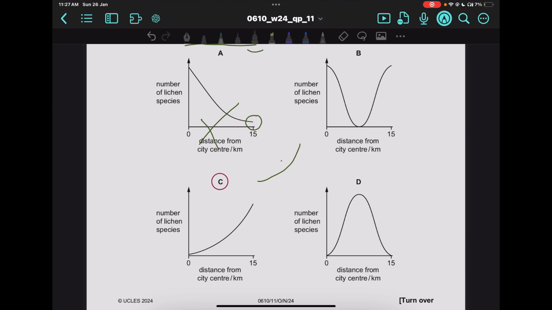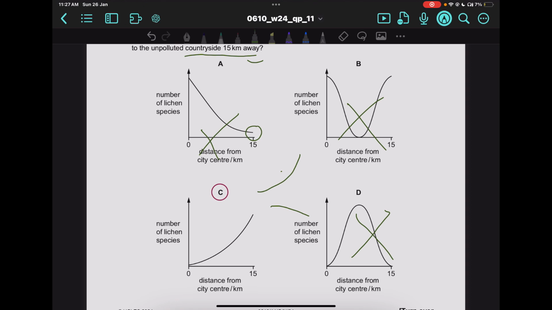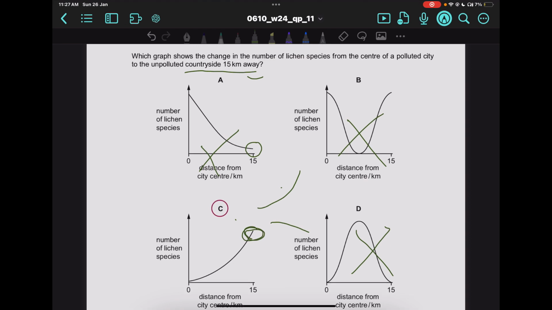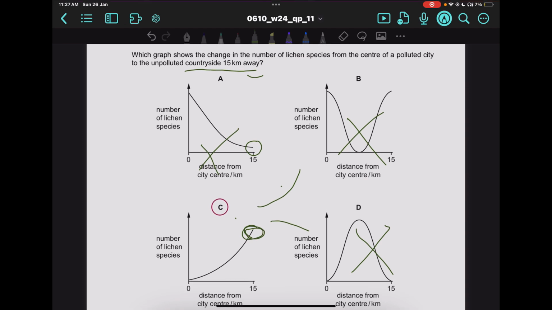So this is going up and this is going down. This one is also incorrect. It has to be either A or C. Of course, C is the correct one because it shows that the number of lichen species are at their highest 15 kilometers away, which is away from the polluted part of the city.